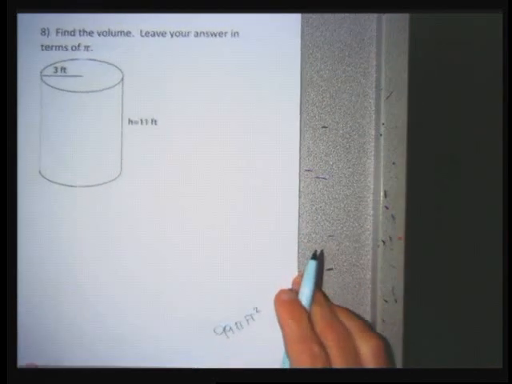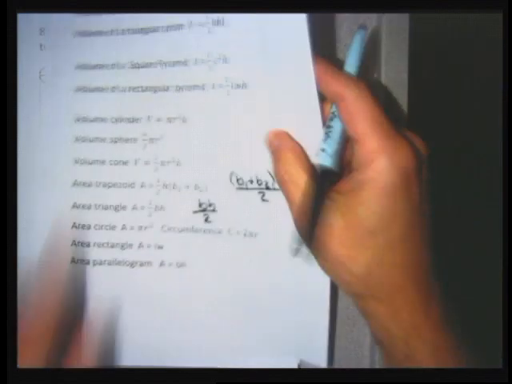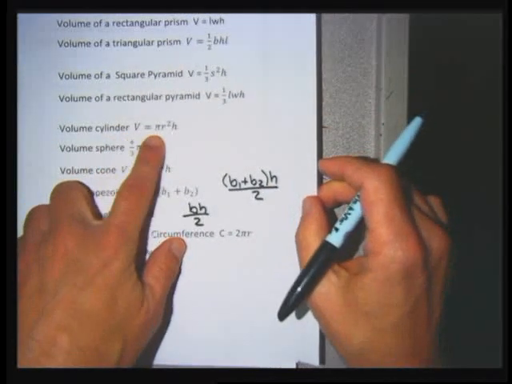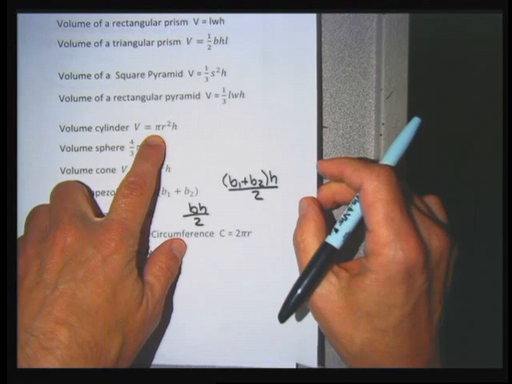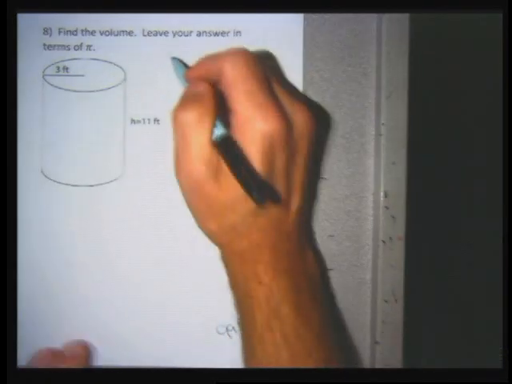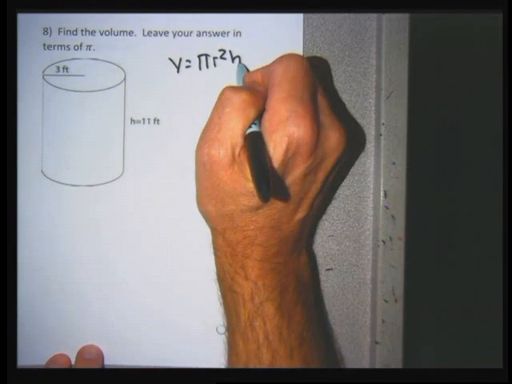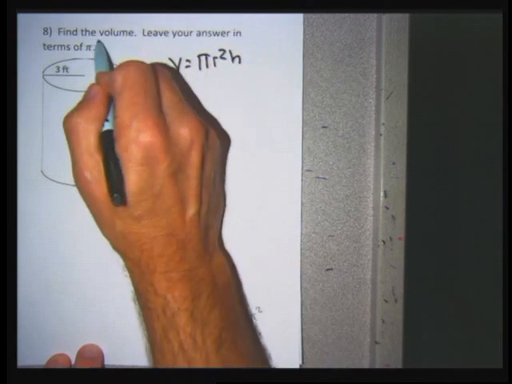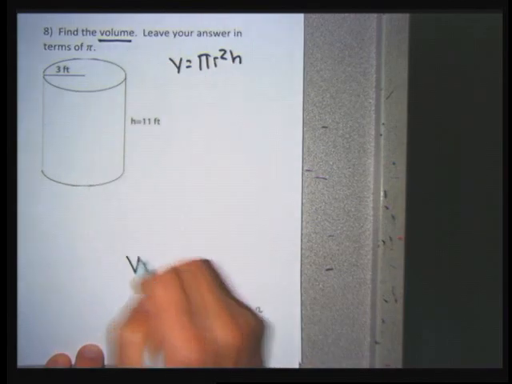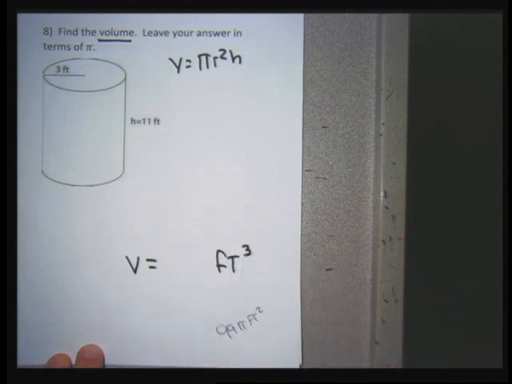Alright, now on to the volume. So I need to know that that is a cylinder of some sort. Actually, it's a right cylinder, but I'll just call it a generic cylinder. The volume formula that I need is pi r squared h. Told to leave my answers in terms of pi. My units for volumes are going to be cubic, so when I write my answer, my units are going to be cubic feet. And I'm not going to include the units in my computation.